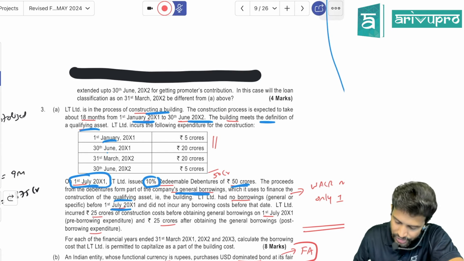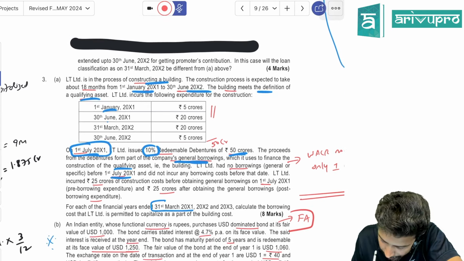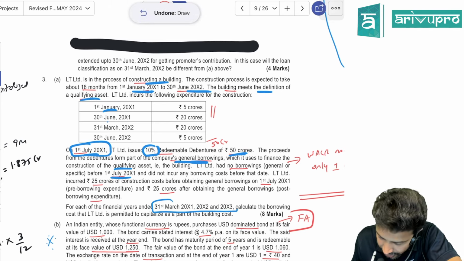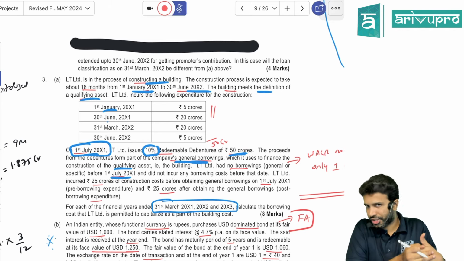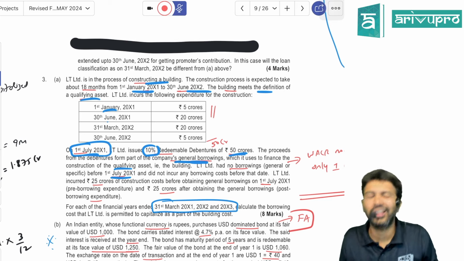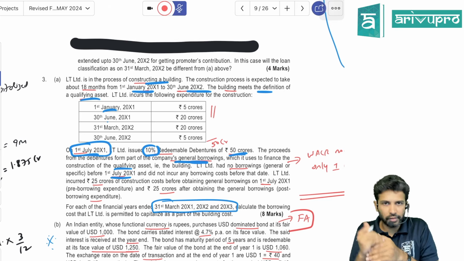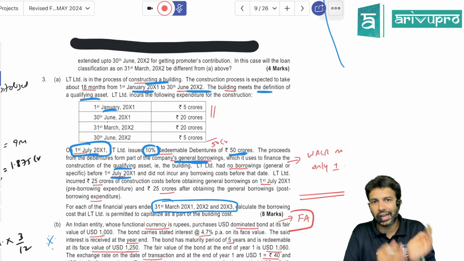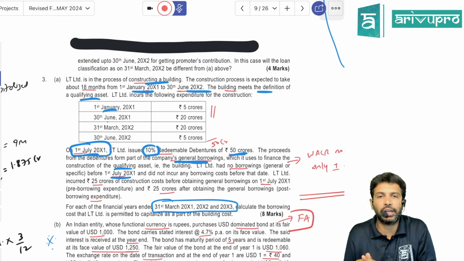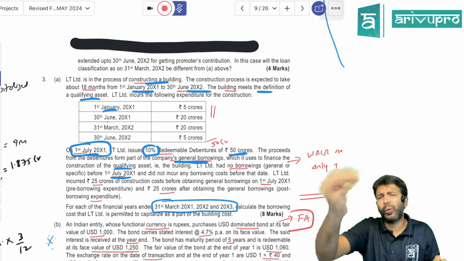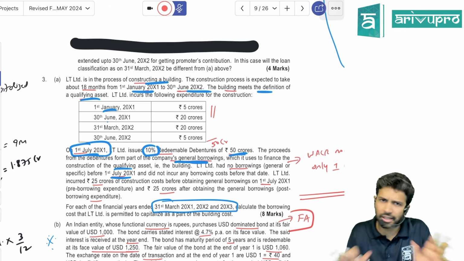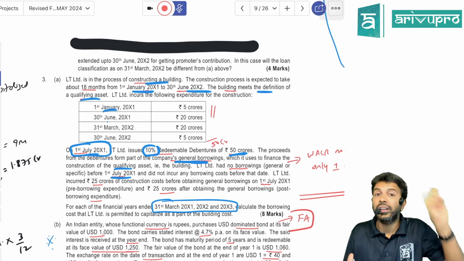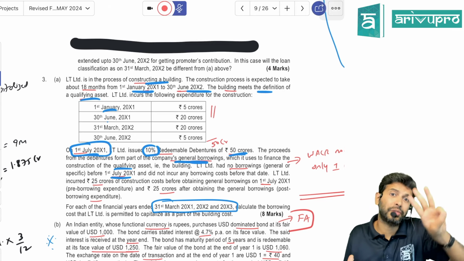Why am I stressing on that? They've asked how much borrowing cost will you capitalize for 3 years over here. Normally, in the majority of the questions we have done in our class notes, we used to calculate the borrowing cost capitalization only for 1 year. All right, for 1 year, what is the borrowing cost to be capitalized? That's how usually the question used to come. Here they're asking the borrowing cost capitalization for 3 years.